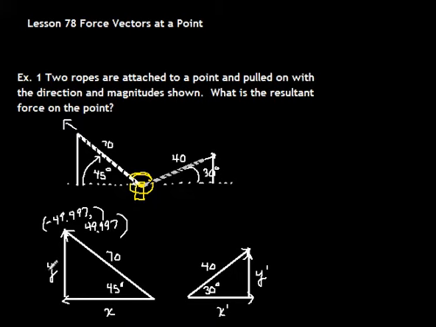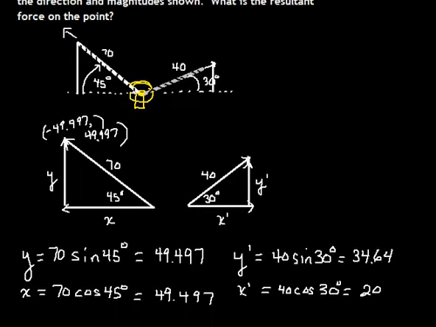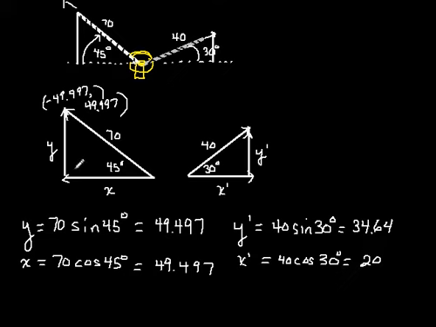Remember, your y value is going to be your sine because it's opposite over hypotenuse. Your x value is your cosine because it's adjacent to 45. So hopefully you get this, and this is just review for you, the first part of this. So I set this up already. Y equals 70 sine of 45 degrees.